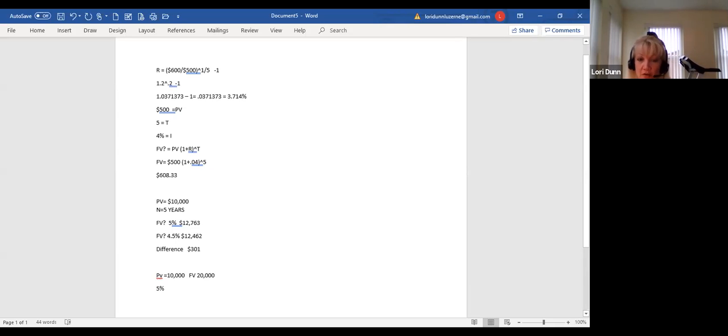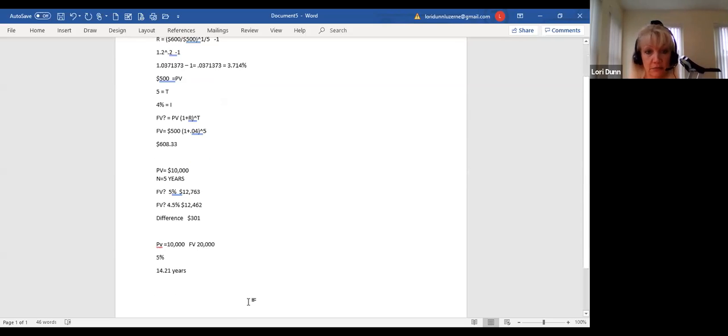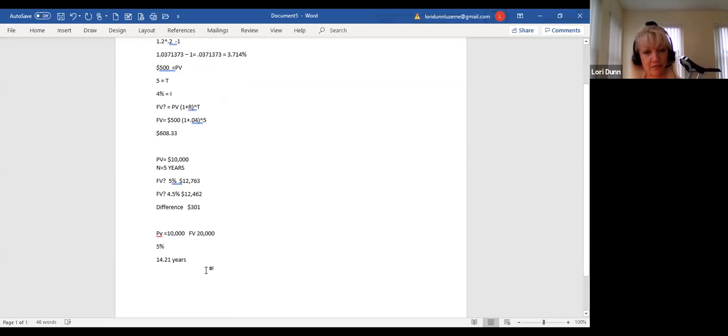But for our scenario here, how long will it take to accumulate or double? Well, you can use your formula where you would find the log of 20,000 divided by 10,000, and then the log of 1.05 and divide that, or put it into your finance calculator and you should have come up with an answer of 14.21. Any questions on that? Or years, I'm sorry, 14.21 years, not percent. I was looking at percent on my paper.